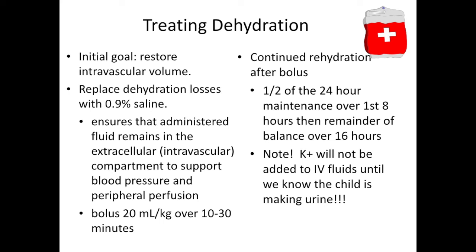Once that's completed, you're going to reassess the child's vital signs. And we sometimes give a second bolus, and other times we just continue with the rehydration process. And this is given so that half of the child's 24-hour maintenance volume is given in an 8-hour window, and then anything remaining is going to be administered over the next 16 hours. And this is going to prevent us from fluid overloading this child.